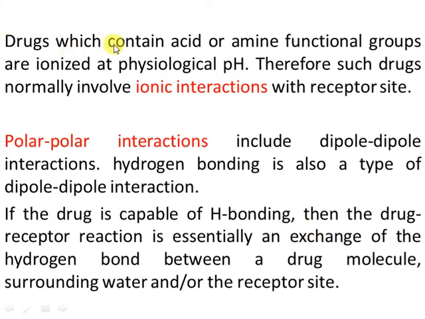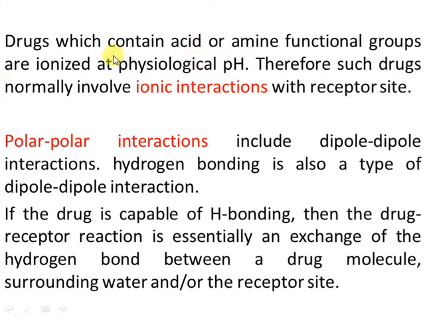So if your drug contains an acidic group or amino group, you know that these functional groups are ionized at physiological pH. If the pH is basic, the acid is ionized, and if the pH is acidic, the amine is ionized, right? So you know that your body has different pH in different regions, and these functional groups are ionized at different physiological pH. So whenever you have a carboxylic acid group or amino group in your drug, you can predict that since they are ionized, such drugs may involve ionic interactions with the receptor site. Right, so ionic interactions of the drug with the receptor site are possible if your drug has carboxylic acid or amino functional groups.